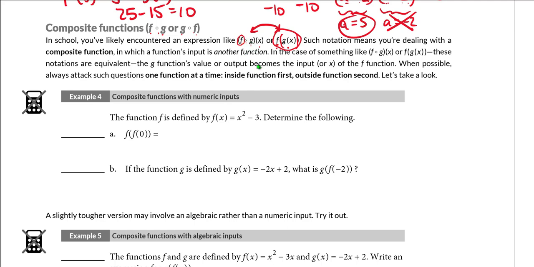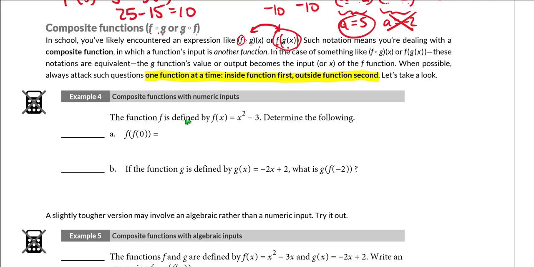So what we generally recommend on these questions is that you approach them one function at a time if you can. If the question is set up in such a way that you can approach these questions one function at a time, inside function first, outside function second, that's the way you should do these. I'll show you in a moment what this looks like. If you feel confident with composite functions, you can pause the video and do example 4 on your own.